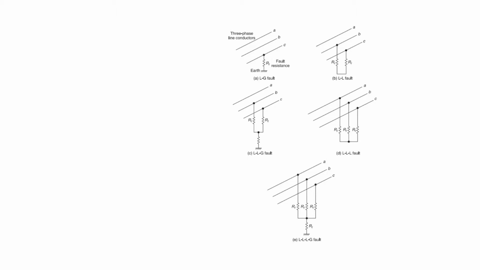Now, in this case, you will see this is the line to ground fault, and this is the fault resistance. Then we have a line to line fault between the two lines. After that, we have the double line to ground fault, that is, two lines are connected along with the ground. And after that, we have the triple line fault, and next is the triple line to ground fault. So these are the various kinds of faults.